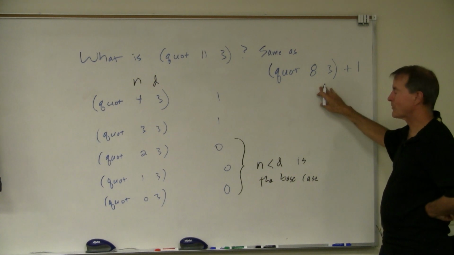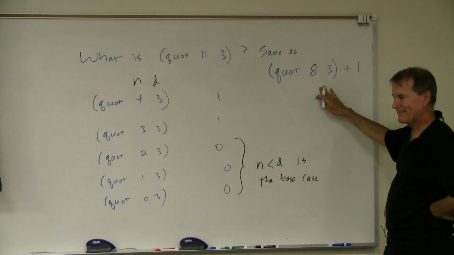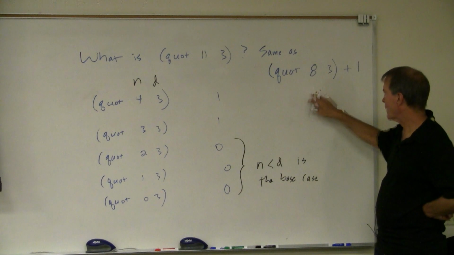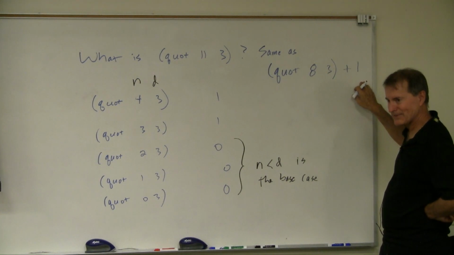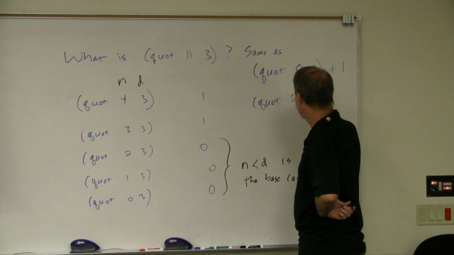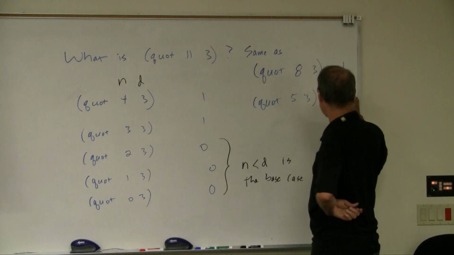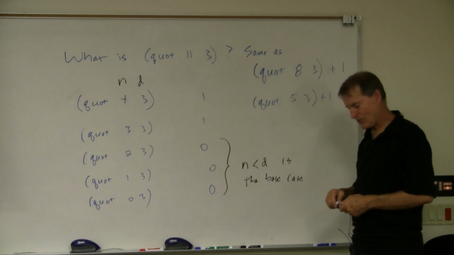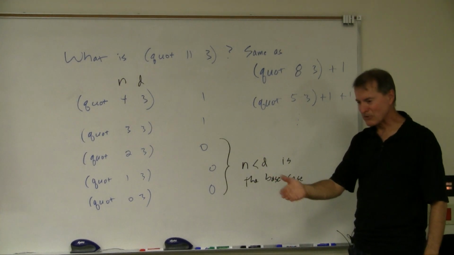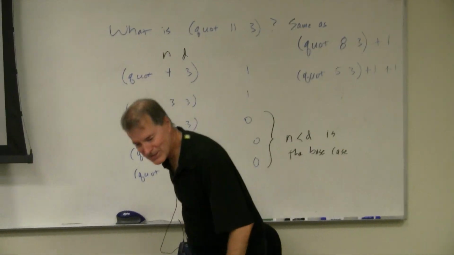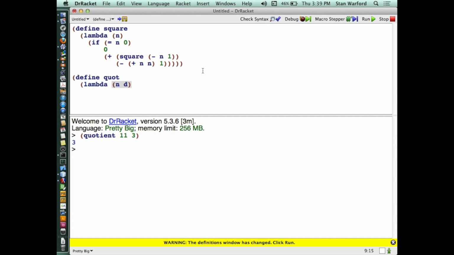But what is quote 8.3? Is 8 less than 3? No, so it's quote 5.3 plus 1, and then plus this one, and so on. Now watch, the code just almost writes itself after we see that. So tell me, it's defined quote ND. So now, what's our base case?